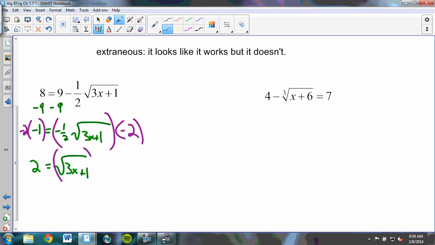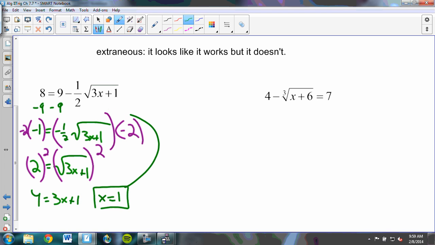I just multiplied by 2, now I square. Whatever I do to one side, I do to the other. And that gives me 4 equals 3x plus 1, which I'm not going to bother solving further. We just see that x equals 1. Well, now I'm going to check that. I'm going to take x equals 1, plug it in here. 3 times 1 is 3, plus 1 is 4. The square root of 4 is 2. Negative 1/2 times 2 is negative 1. And then 9 minus 1 is 8.